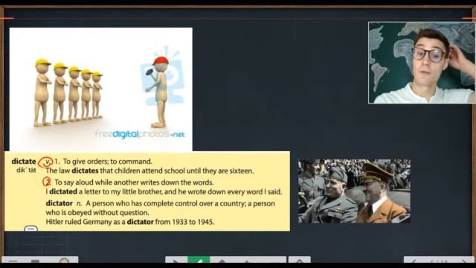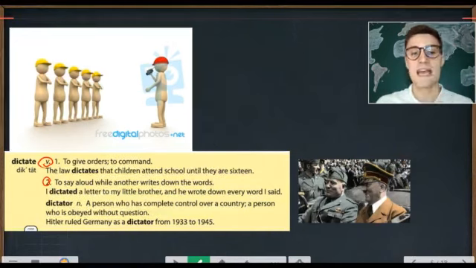The second verb meaning, to dictate, is to say aloud while another writes down the words. So to dictate. I dictated a letter to my little brother, and he wrote down every word I said. So to dictate is to say what someone should write down.